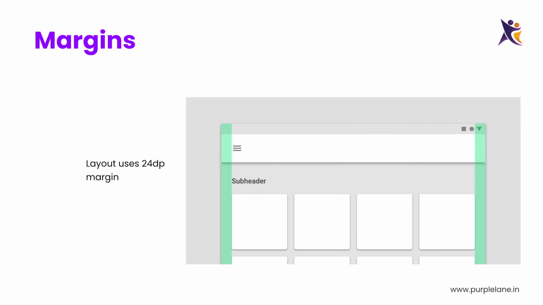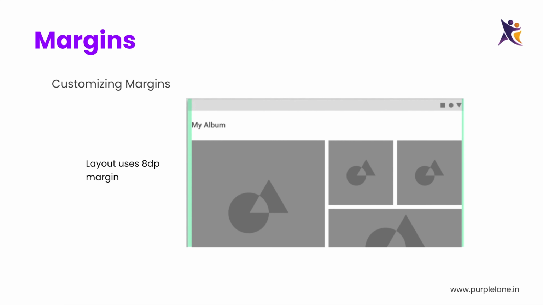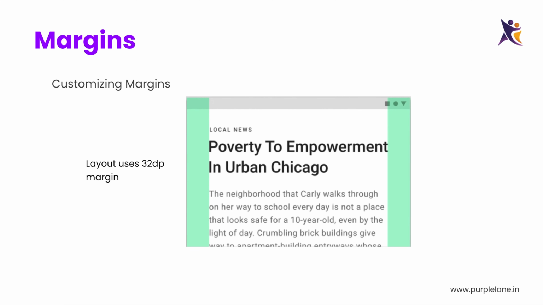On a tablet, the layout uses 24 dp margin. Margins can also be customized based on the device size to create a decent and suitable white space around the content. You can take 8 dp margin to 32 dp margin in a mobile screen.